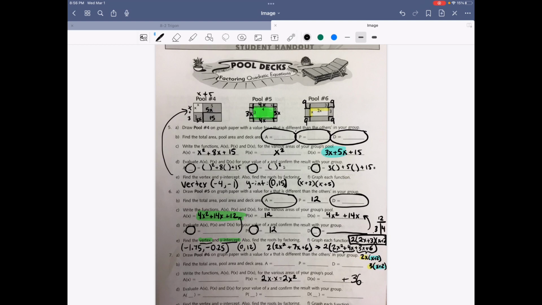You also have, your deck is 3 wide, so it's going to be 3x on both sides. And then it's 2x in length times 3. So it's going to be 6x. Together, 3x plus 6x is 9x. 9x plus 9x is 18x. All right. Together, you have this piece and you have this piece. When you put them together, you have 2x squared plus 18x plus 36.